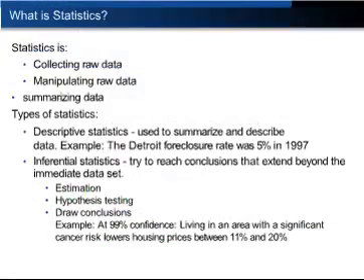What is statistics? Statistics is collecting raw data, manipulating raw data, and summarizing data. Types of statistics: descriptive statistics are used to summarize and describe data. Example: the Detroit foreclosure rate was 5% in 1997. Inferential statistics try to reach conclusions that extend beyond the immediate dataset. Estimation and hypothesis testing draw conclusions. Example: at 99% confidence, living in an area with a significant cancer risk lowers housing prices between 11% and 20%.